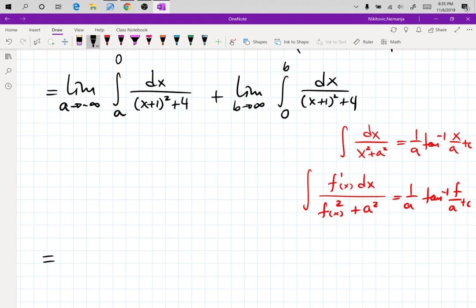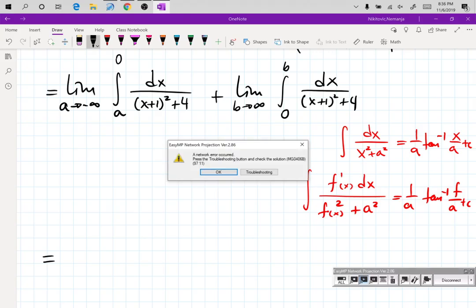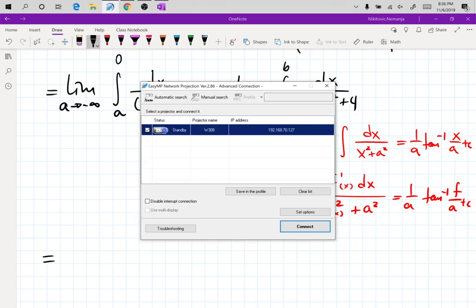Well, what I did is I placed f prime in front of dx, and f prime dx over f of x squared plus a squared is 1 over a inverse tangent of f of x over a.